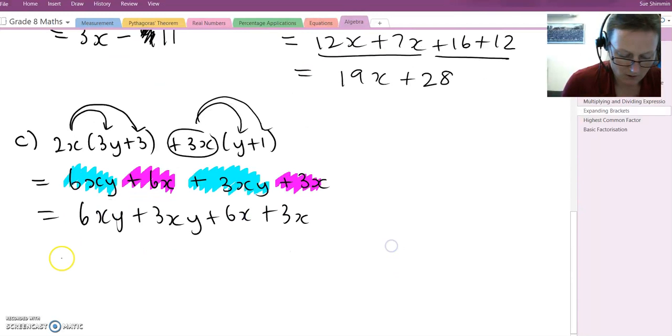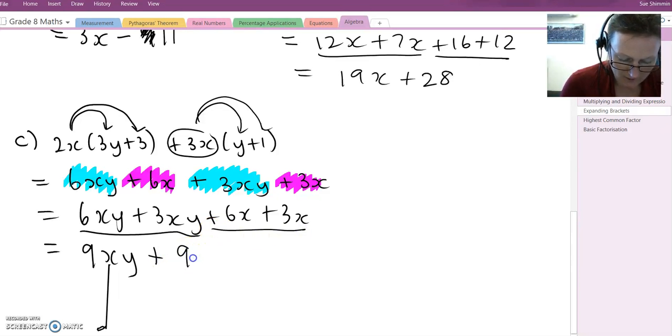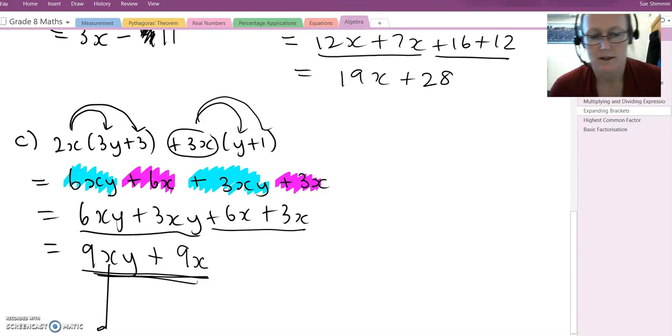And then let's combine our like terms. So 6xy plus another 3xy is 9xy. Not sure what happened there, sorry. And 6x plus 3x is 9x. We can't combine them because they're not like terms. The first term has an x and y in it. The second term only has an x.